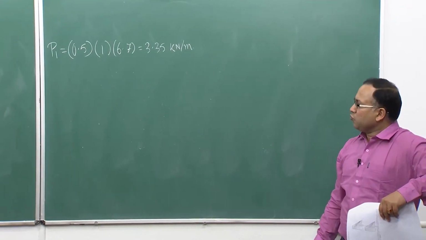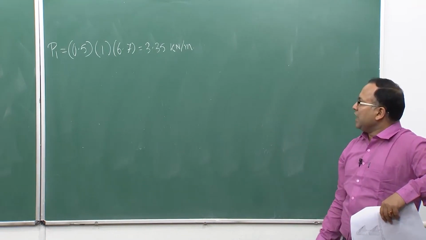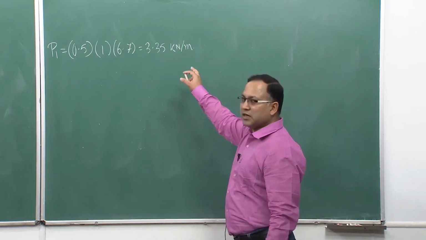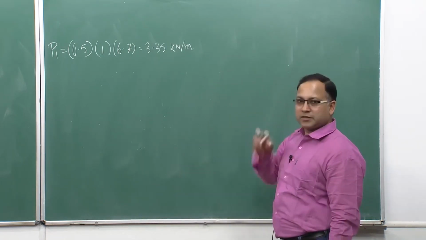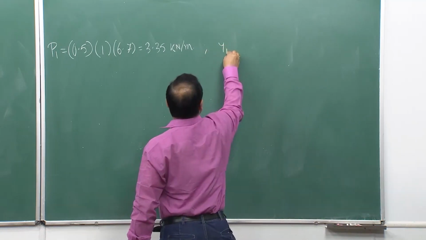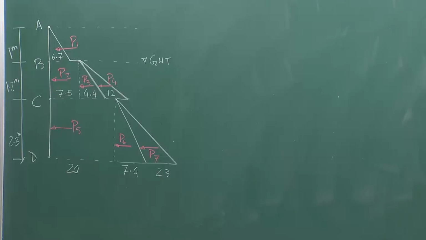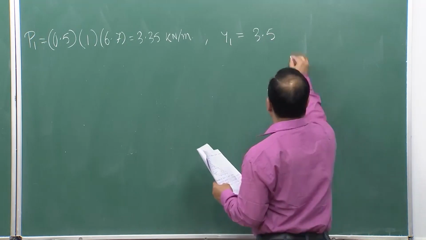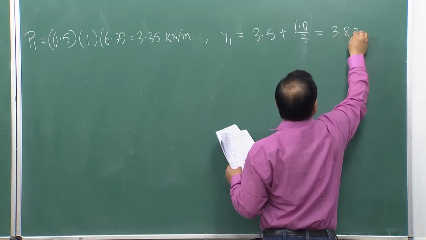So, 0.5 into 1, that is the height, and 6.7 is the base. That gives me 3.35 kilonewton per meter run of the wall. So, that load or thrust is P1. Okay. And where is it acting from the base? If I say that is Y1, it is acting at 2.3 plus 1.2 plus 1 by 3. That means 2.3 plus 1.2 is equal to 3.5, plus 1 by 3, which comes as 3.83 meter.